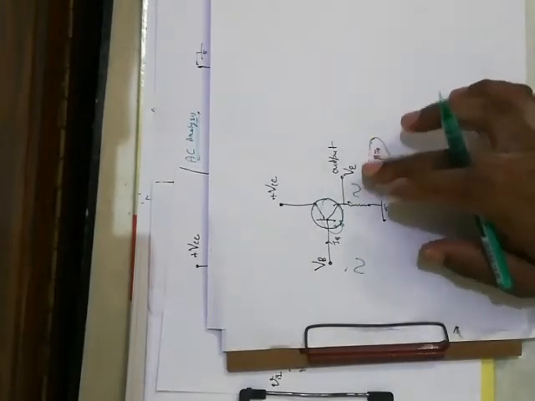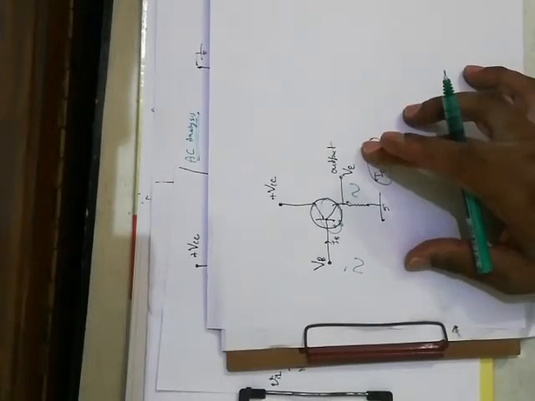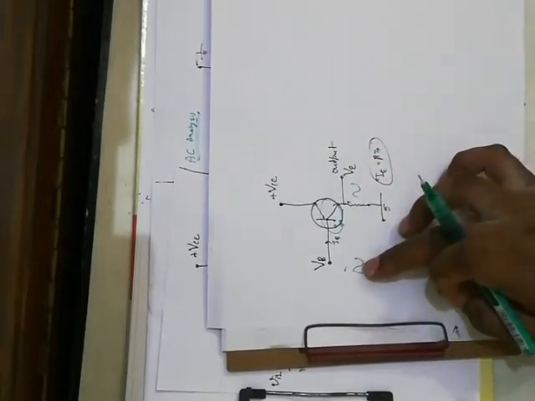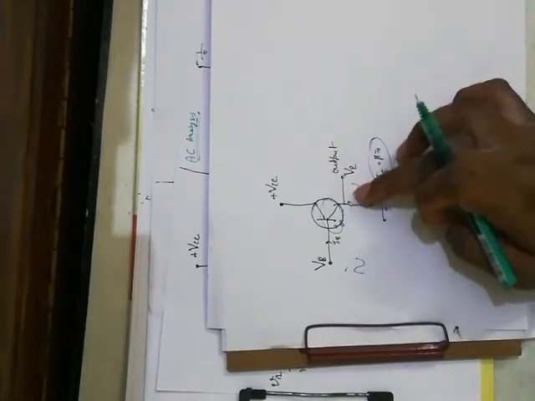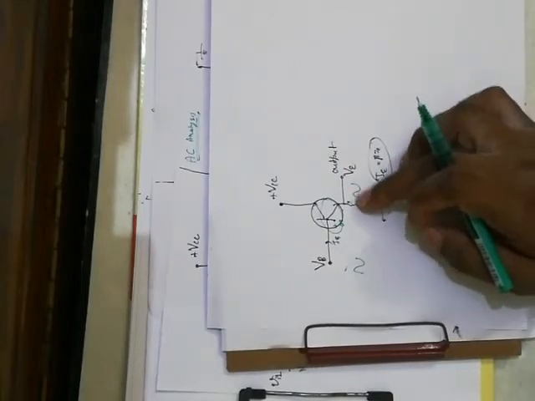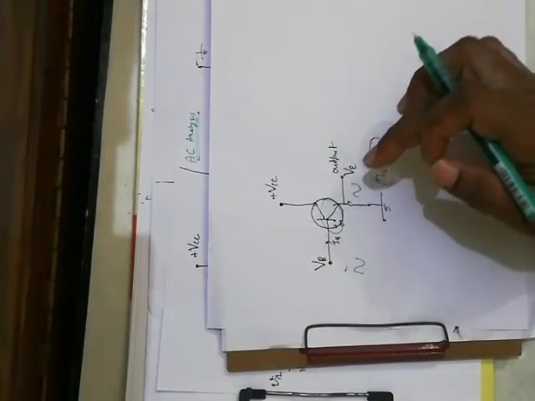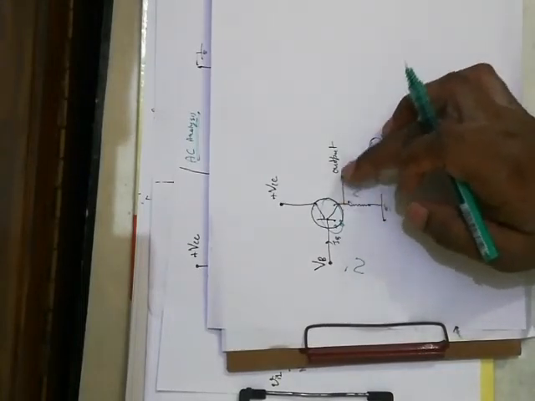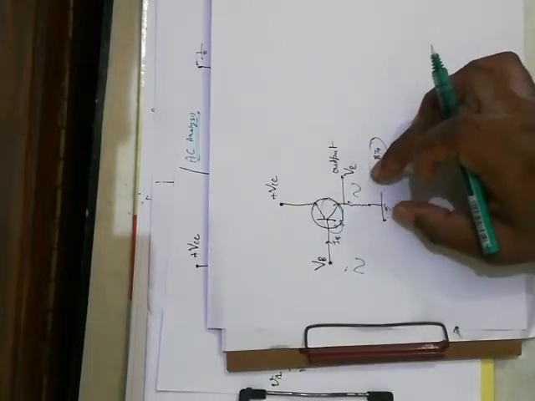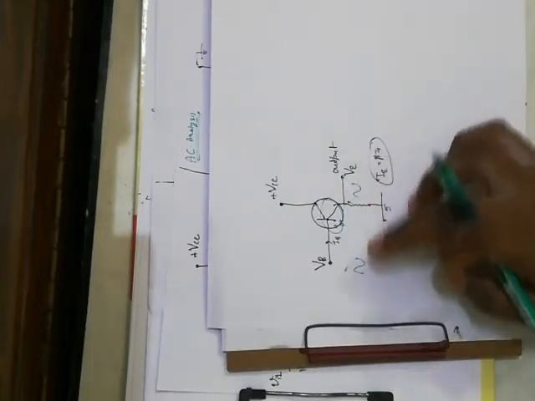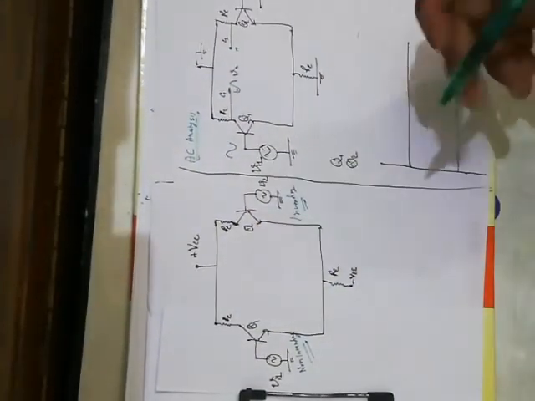So by recalling this concept of emitter follower, whatever is applied at the base, if we are taking output from the emitter, the signal on the emitter will be in phase with the input. So this concept we will use here.